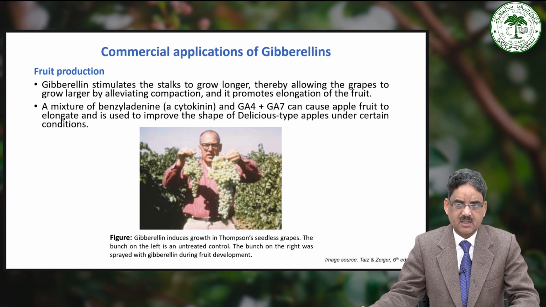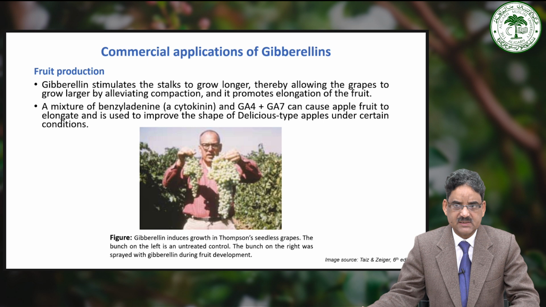This elongation allows grapes to grow larger by reducing compaction and promoting the expansion of fruit clusters. The application of gibberellin is a horticulture practice aimed at improving the overall size and quality of grape bunches.